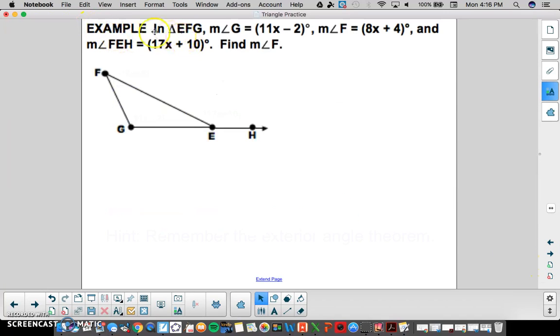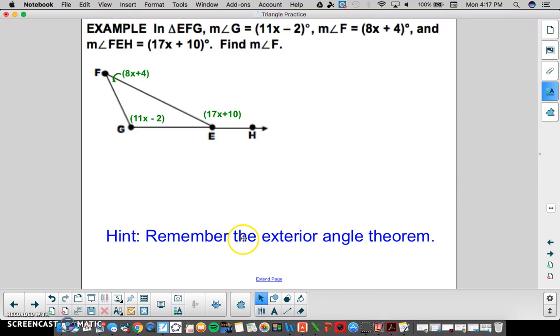In this example, we have triangle EFG. We have the measure of angle G is 11x minus 2. The measure of angle F is 8x plus 4. And the measure of angle FEH is 17x plus 10. I want you guys to try and solve this and find the measure of angle F. I also want you to find the measure of angle FEH and the measure of angle G. The hint is to remember the exterior angle theorem.